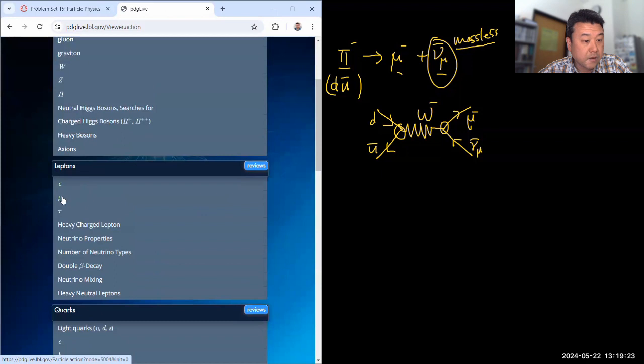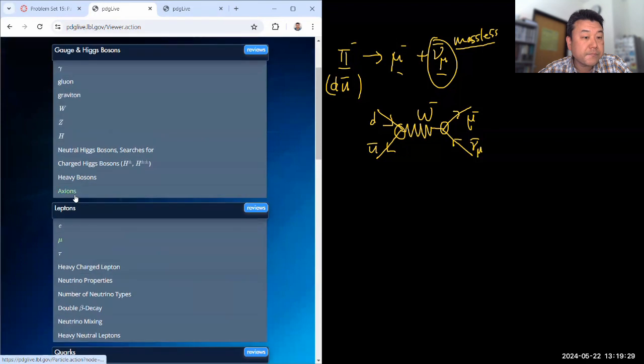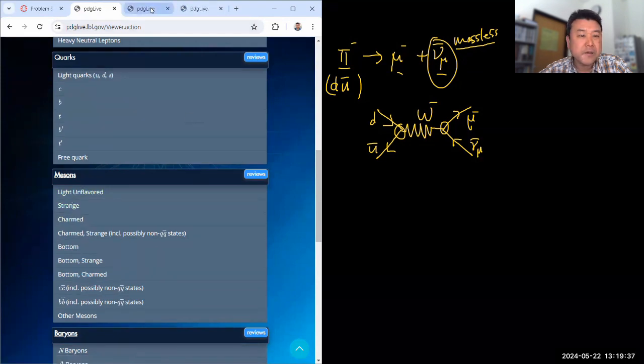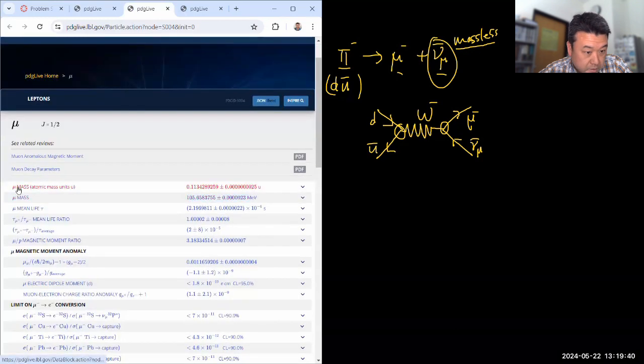So here I can look up my lepton. That's going to be muon. And I can look up my meson. That would be the light unflavored, that would be the pion. So muon, here's the muon mass in atomic mass unit, which I don't actually want. I think I want the number in the MeV unit because that's going to be easier for us. So muon mass in the MeV unit will be 105.66 MeV. I think that's enough significant figures.